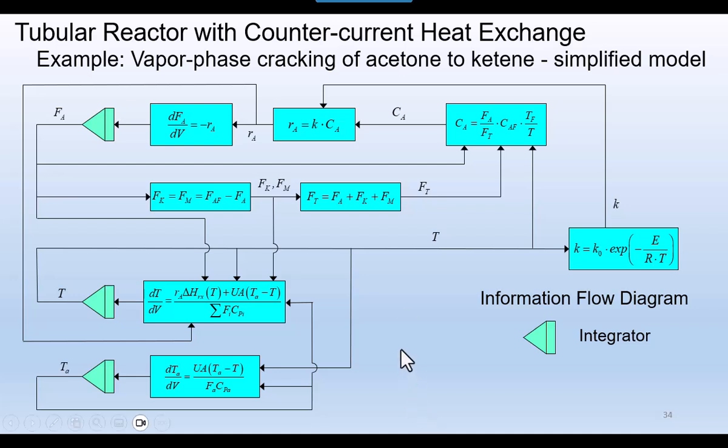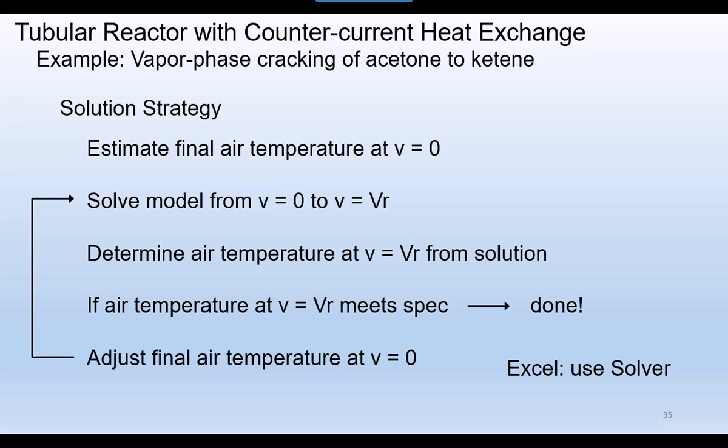So we're going to consider how we do this, because we have a dilemma to address, and that is that we know the temperature of the air that is fed to the reactor, but that is fed at the end of the reactor where the reactants exit. So what we can do is we can estimate the final air temperature, which exits at the volume equals 0 point, and then we can solve our model forward to the full volume of the reactor, and that'll allow us to determine the air temperature from the solution.